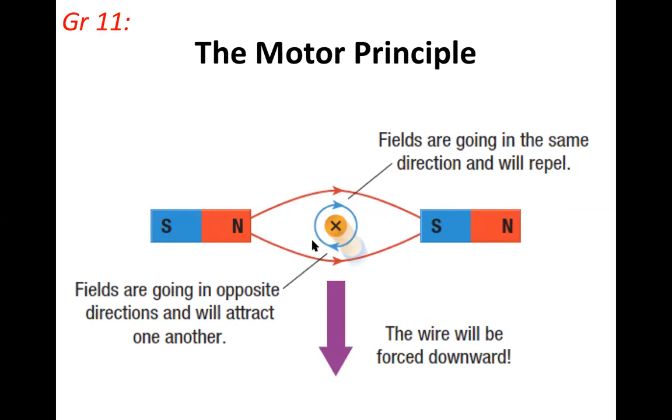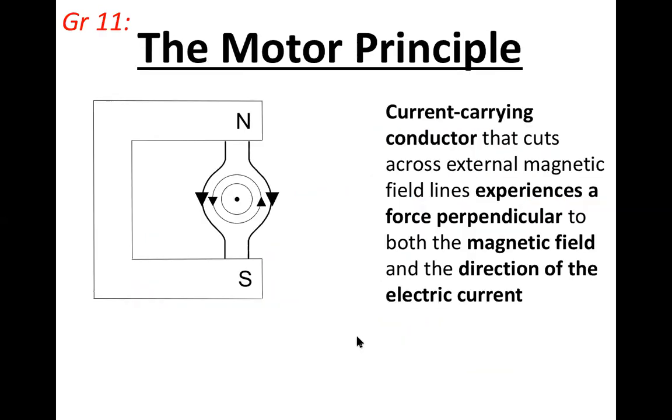When it is carrying current into the page, and the magnetic field direction is this way, the magnetic force will be down. If you look at the motor principle, it says a current carrying conductor that cuts across an external magnetic field experiences a force perpendicular to both the magnetic field and the direction of the electric current. So the magnetic field is down and the current is out of the page.